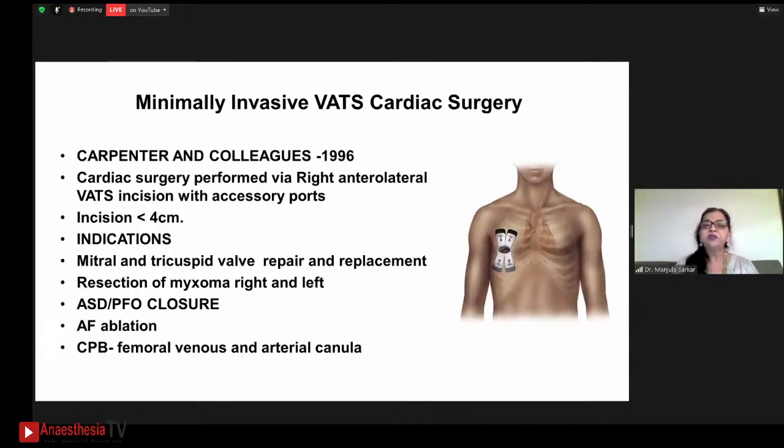Now, minimally invasive video-assisted thoracoscopic surgery was introduced by Carpenter and colleagues in 1996. Cardiac surgery is performed by a right anterolateral video-assisted thoracoscopic incision with accessory ports. Indications are mitral and tricuspid valve repair or replacement. Incision is less than 4 centimeters. Resection of myxoma, right and left, can be done. ASD and PFO closure can be done with this. AF ablation can be done, and CP bypass with femoral venous and arterial cannula is needed.